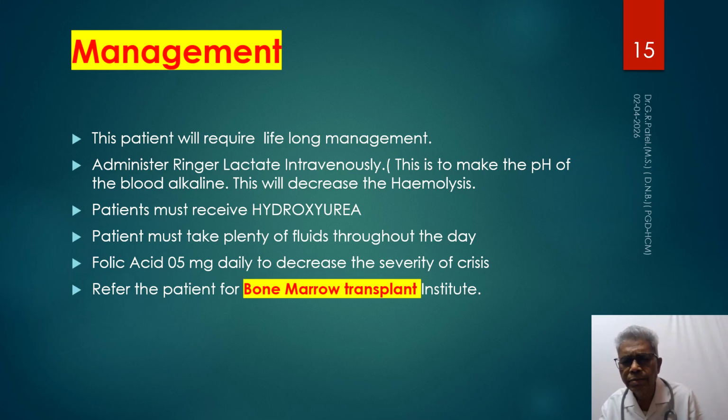About management of this patient, it will require lifelong management. Administer sodium lactate intravenously. This is to make the pH of the blood alkaline. This will decrease the hemolysis. Patient must receive hydroxyurea. The patient must take plenty of fluids throughout the day. Folic acid 5 mg daily to decrease the severity of crisis, and then refer the patient to a bone marrow transplant institute.